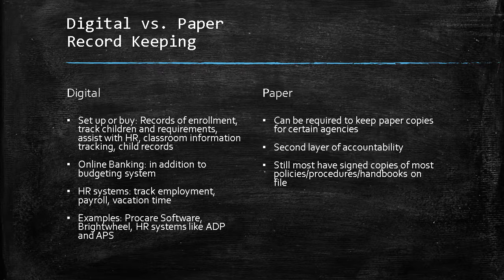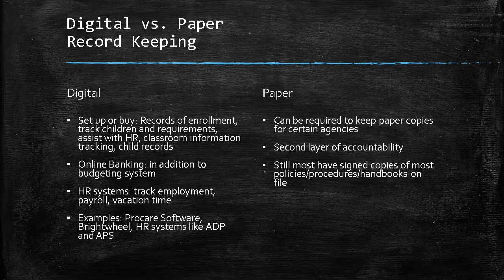So record keeping, digital versus paper. So electronic versus paper. As far as electronic record keeping, you can set up or you can buy, and this is kind of records of enrollment. You can track children and requirements. It can assist you with HR. You can get classroom information checking, or keeping track of child records, stuff like that.